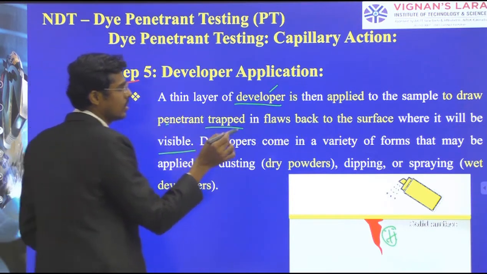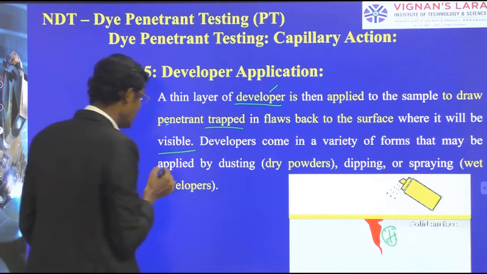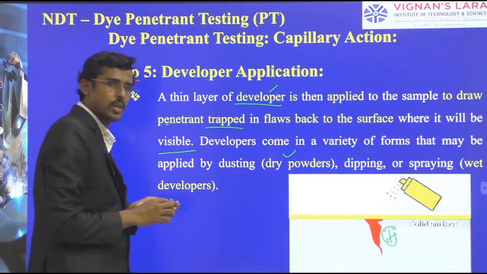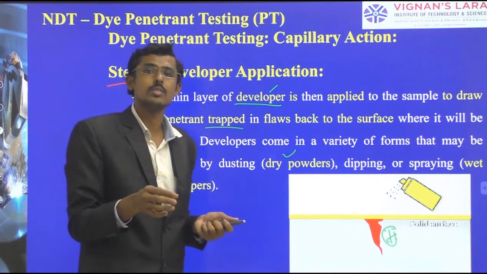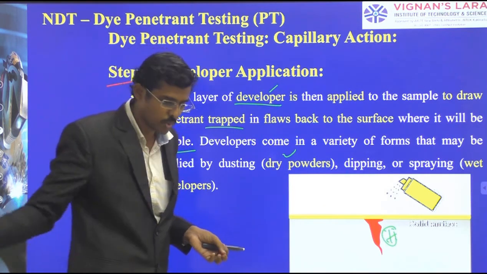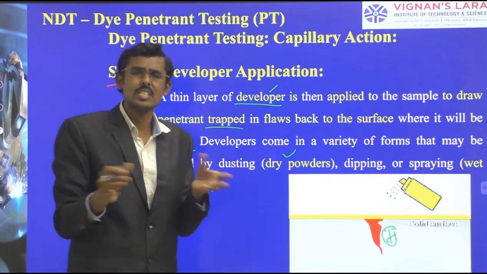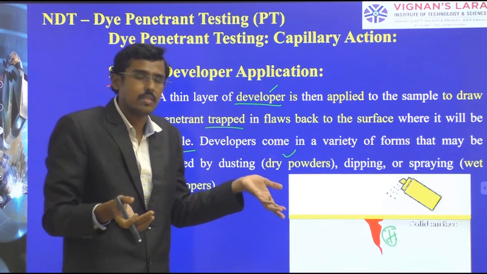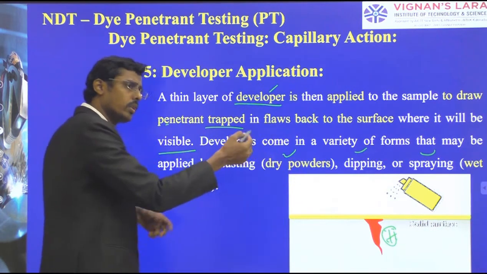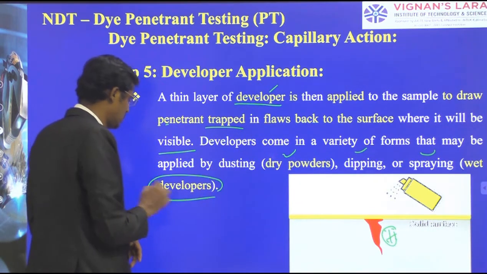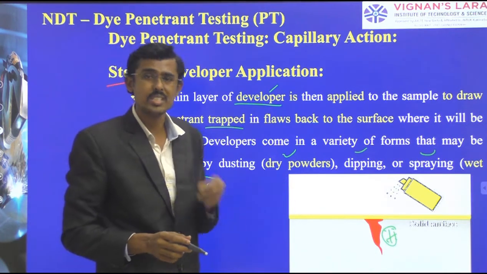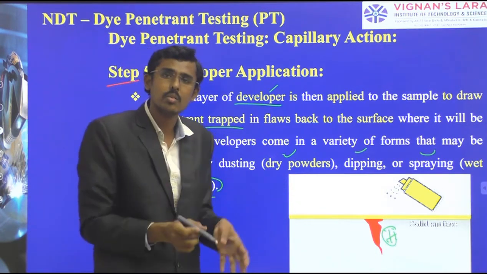Developers come in a variety of forms and may be applied by dusting methods. Maybe a dry powder, like putting powder over there. We could have seen, when doing roads at the corners, they put white powders. Such dry powders we can use, or maybe dipping, or spraying actions. If you want to spray, maybe a wet developer. A wet developer sticks there immediately because it is wet; on the surface it will stick immediately.